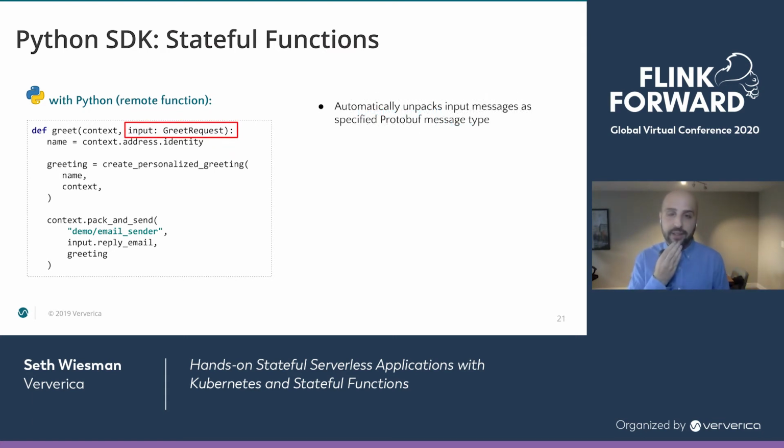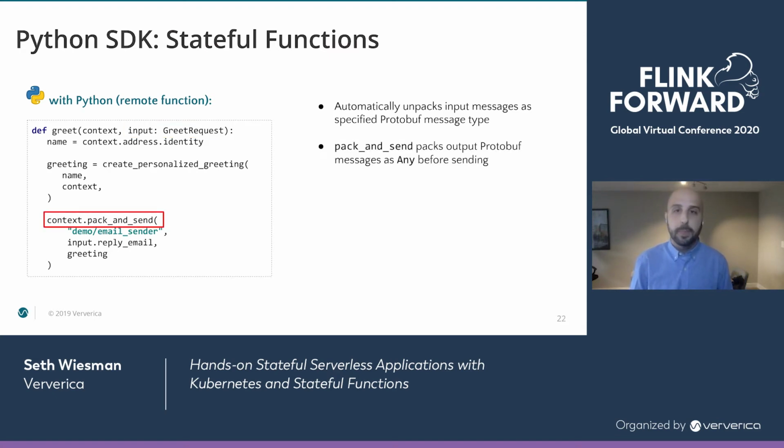One thing we can see out of the box is that using Python 3 type hints, we are able to automatically unpack our input messages into specific protobuf types. So, we're not dealing with any of that protobuf boilerplate in practice. We are able to use our context to also do things. So we are sending messages to another function. In this case, we have a function that sends emails with our greeting to our user. And we are going to automatically pack and send that Any record. Before send, automatically pack our record into Any.